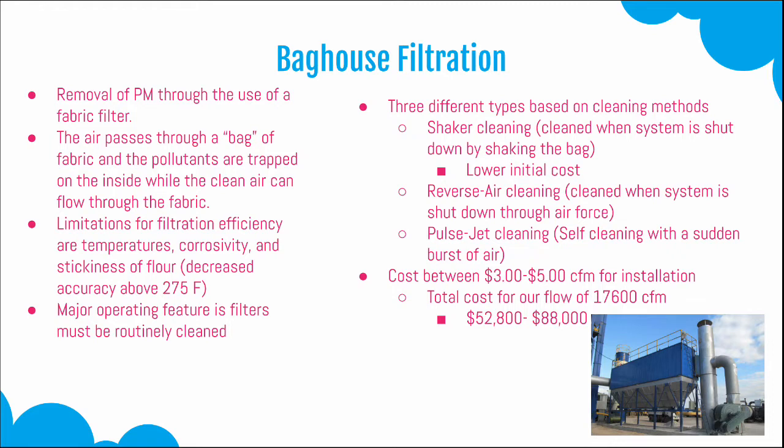There are 3 types of cleaning methods: shake cleaning, reverse air cleaning, and pulse jet cleaning. Shaker cleaning is done when the system is shut down and the bags are shaken. This has a lower initial cost. Reverse air cleaning is when the system is shut down by air force. Pulse jet cleaning is when there are sudden bursts of air, which cleans the system. Overall, the baghouse filtration system costs between $3 to $5 per cubic feet per minute for installation, and for our flow of 17,600 cubic feet per minute, the total cost will be between $52,800 and $88,000.